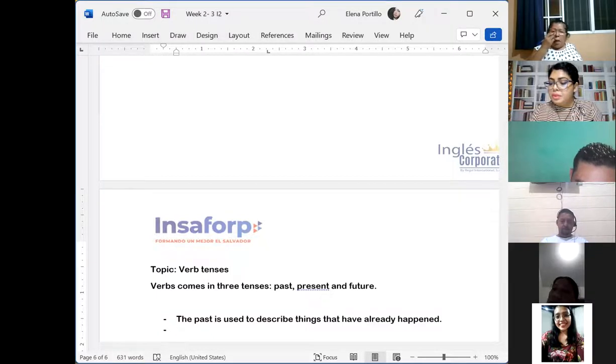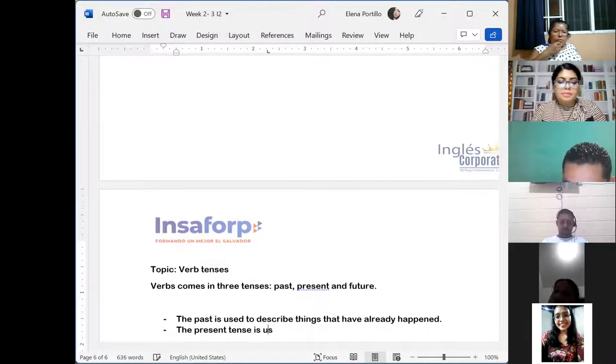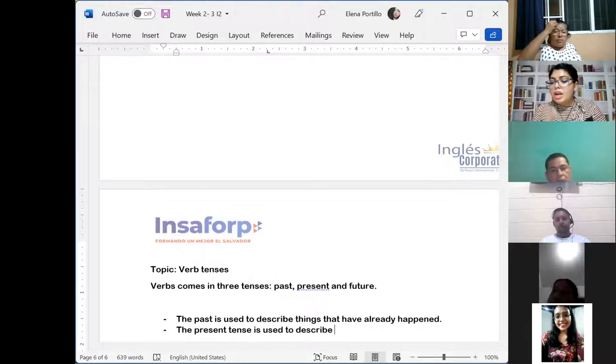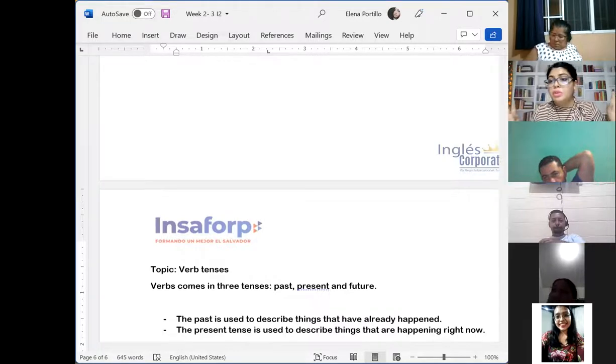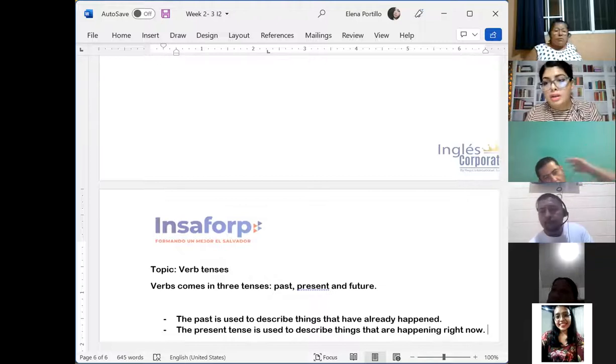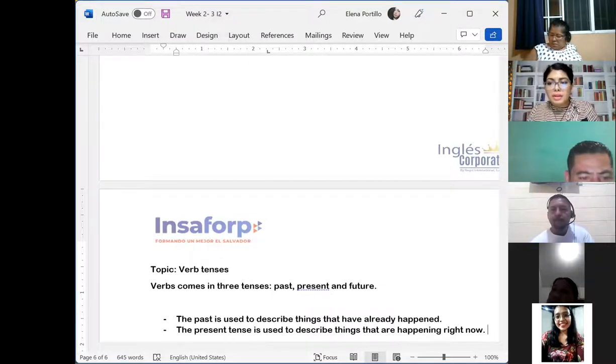Then we have the present tense. Is used to describe things that are happening right now. Now, number two, the present tense is used to describe things that are happening right now. El presente lo utilizamos para describir cosas que están pasando en este momento.